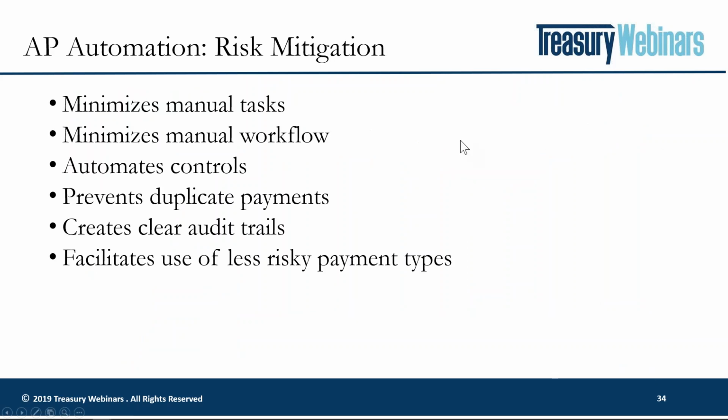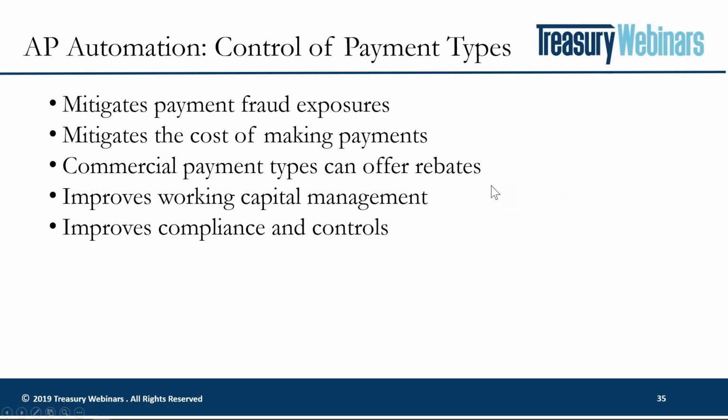So what are the things? How does AP automation mitigate risk exposures? Right, it minimizes our manual task workflow. It can automate our controls. We talked about this. Prevent duplicate payments. Creates clear audit trails, and facilitates the use of less risky types. So again, we're building up this value proposition here.